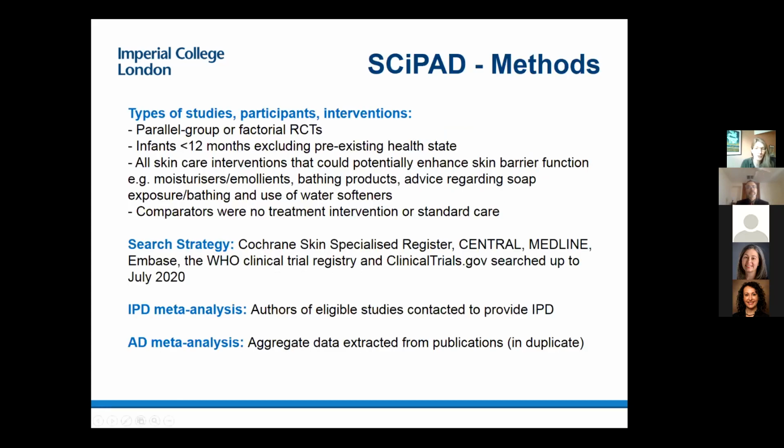Now, the methods of the review and the IPD analysis have been published, as I just mentioned before, but in brief, parallel or factorial randomized trials, including infants under 12 months, were included. Now, all skincare interventions that could potentially enhance skin barrier function were of interest and included. So this included moisturizers and emollients, bathing products, advice regarding soap exposure and bathing, or use of water softeners. And then the comparators were no treatment or standard care.